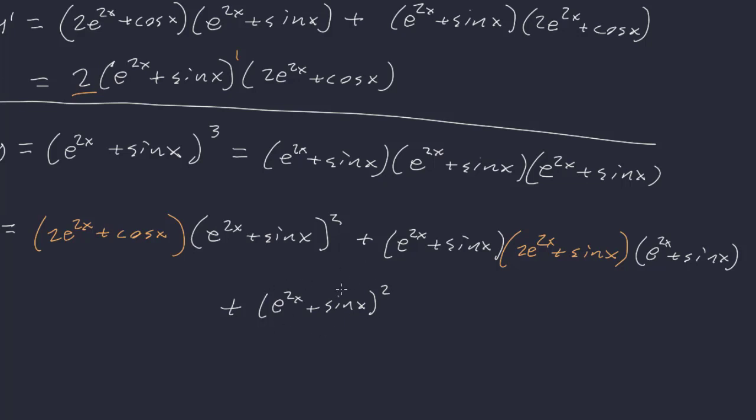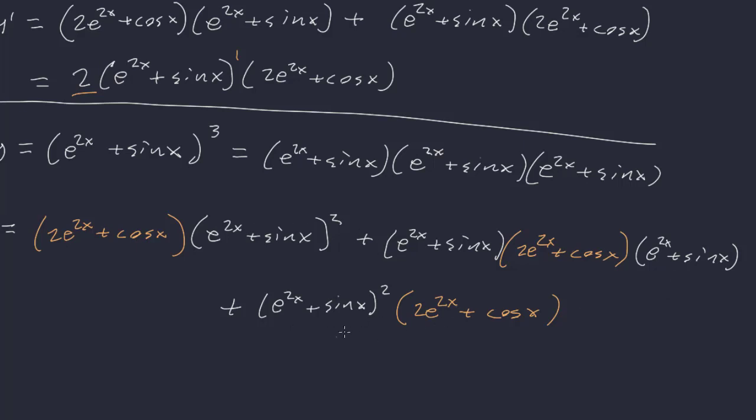So I'll write that as the original inside part squared, then times the derivative of that third piece, which will be 2e^(2x) plus, whoops, a typo there, that should be cosine x, sorry, plus cosine x. Okay, so if we were to bring these two together, we get another e^(2x) plus sine x squared.